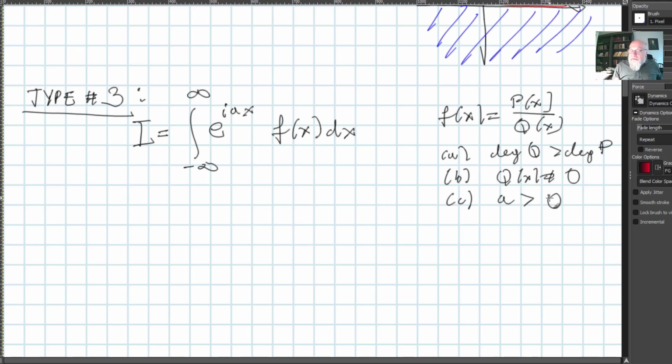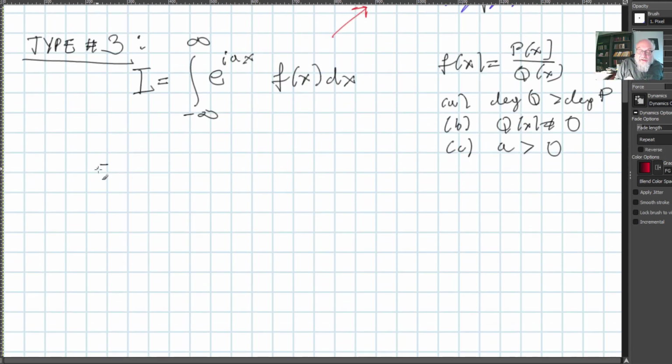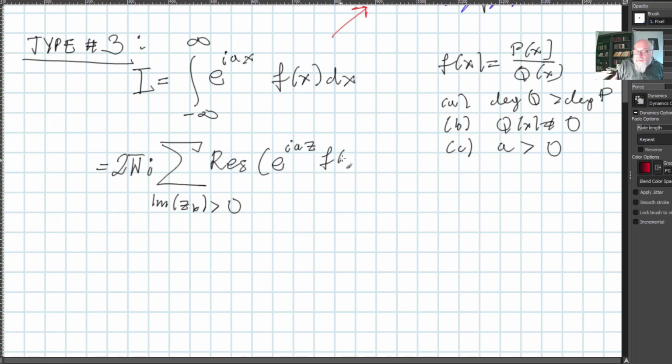And then this integral again can be related to the picture above. So this is again the same picture. It relates to these two cases, and we can write the formula that was derived, and this formula simply says that this will be equal to pi i times the sum of the residues. So again the imaginary part of z_k must be positive, and this is the residue of the function e^(iaz) f(z) at the point z_k.